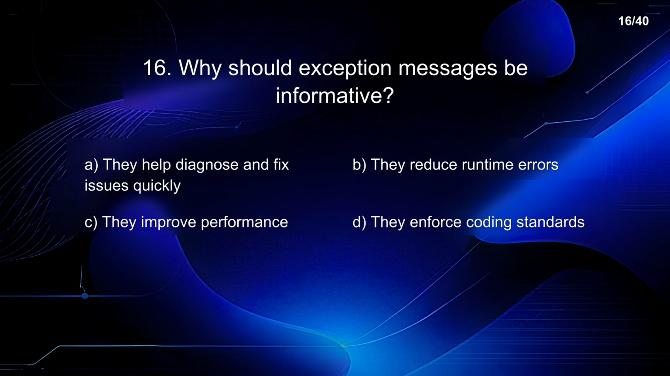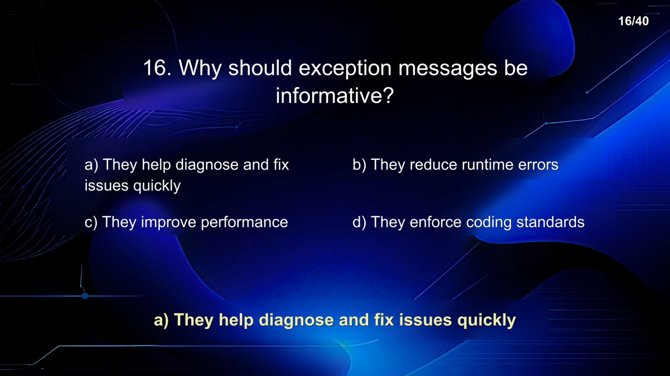16th question. Why should exception messages be informative? A. They help diagnose and fix issues quickly. B. They reduce runtime errors. C. They improve performance. D. They enforce coding standards. Correct answer is A. They help diagnose and fix issues quickly.